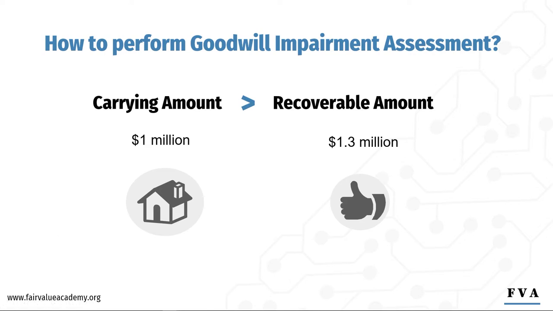Since the recoverable amount, that is what you can recover from the house, is greater than the carrying amount, there is no impairment in this case. Note, this is a very simple example, and we go into further detail in the next slides.